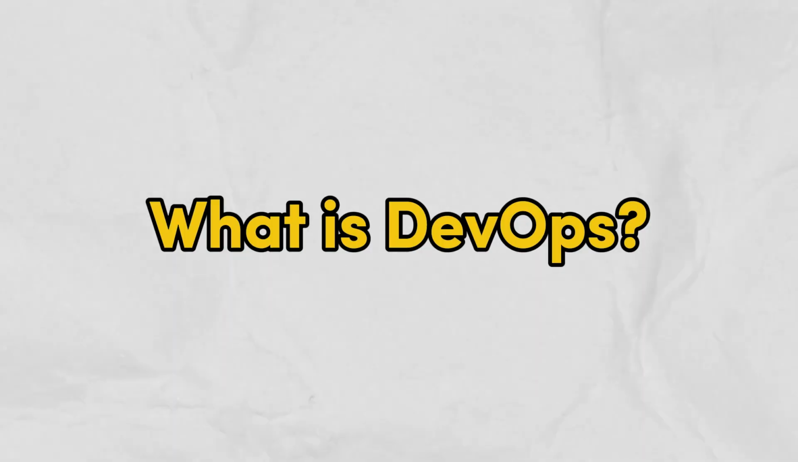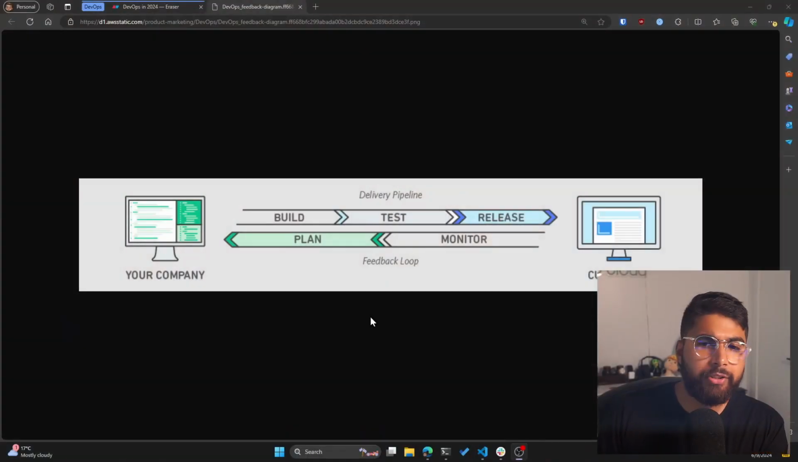But in this video, I wanted to cover what are some skills, what kind of roadmap I would follow if I had to learn DevOps in 2024. Before we start, let's talk about what DevOps is. So DevOps is the combination of cultural philosophies, practices, and tools that increase an organization's ability to deliver applications and services at high speed. This speed enables organizations to better serve their customers and compete more effectively in the market.